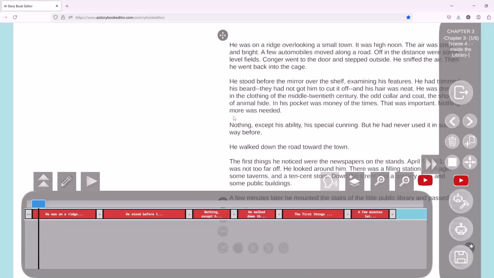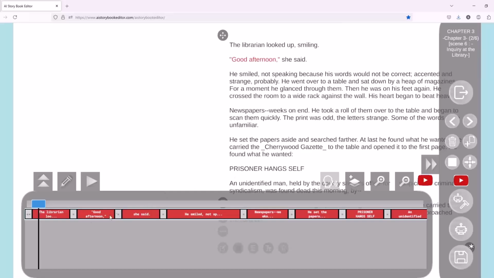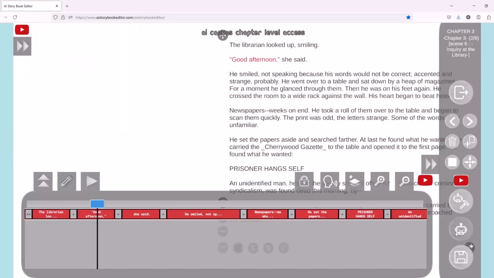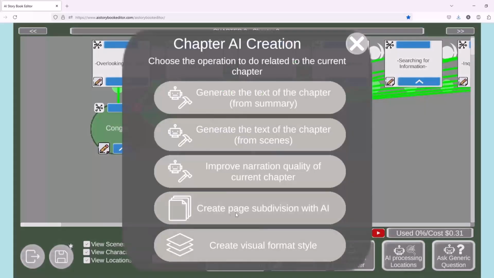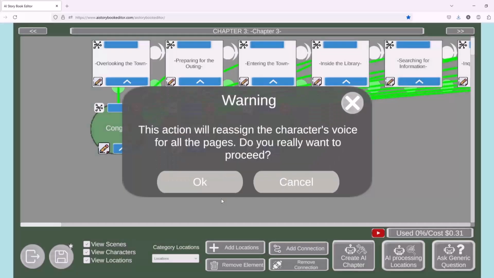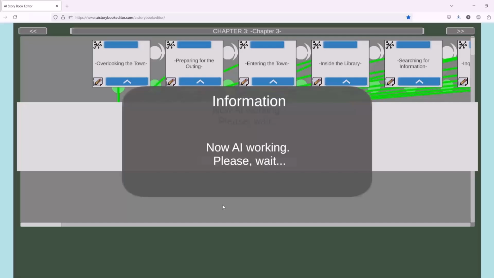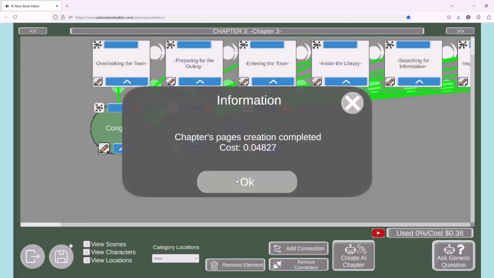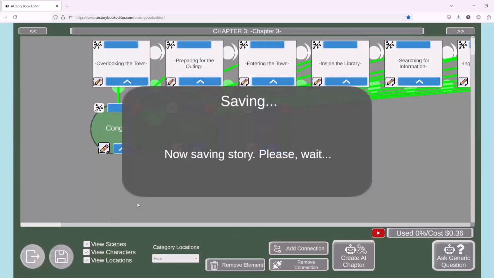Okay, in the next chapter, Conger has traveled to the past. This is the librarian. We need to calculate the assignment of the dialogues to the right characters, so let's do that. Okay, let's save the progress and review chapter 3.